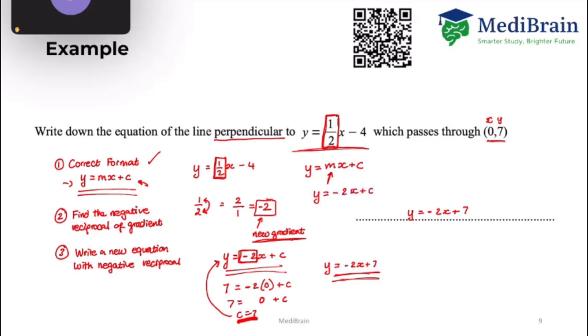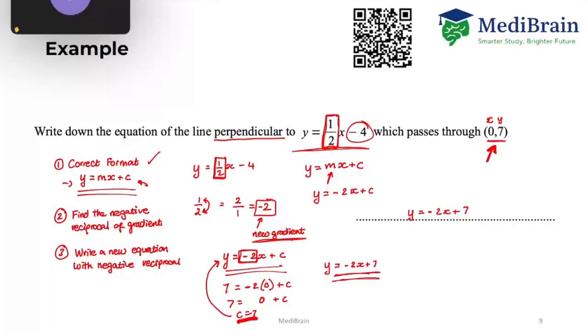C wouldn't be minus 4 because we need to make sure that it passes through these points. We don't care about this now. We want to make sure that it passes through 0, 7. That's what we care about. That's why c wouldn't be minus 4. So we have y equals minus 2x plus c.